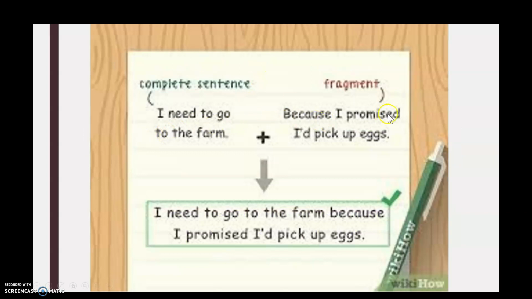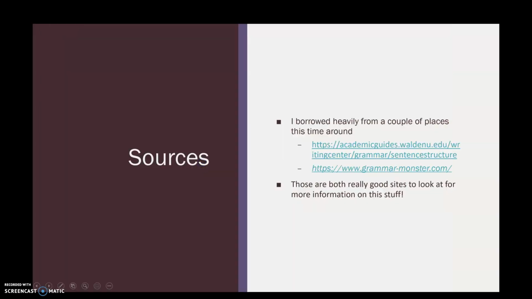"I need to go to the farm because I promised I'd pick up eggs." In the original, this is two sentences. "I need to go to the farm. Because I promised I'd pick up eggs." "Because I promised I'd pick up eggs" does not pass the "I know that" test. "I know that because I promised I'd pick up eggs." So we just need to join them: "I need to go to the farm because I promised I'd pick up eggs."